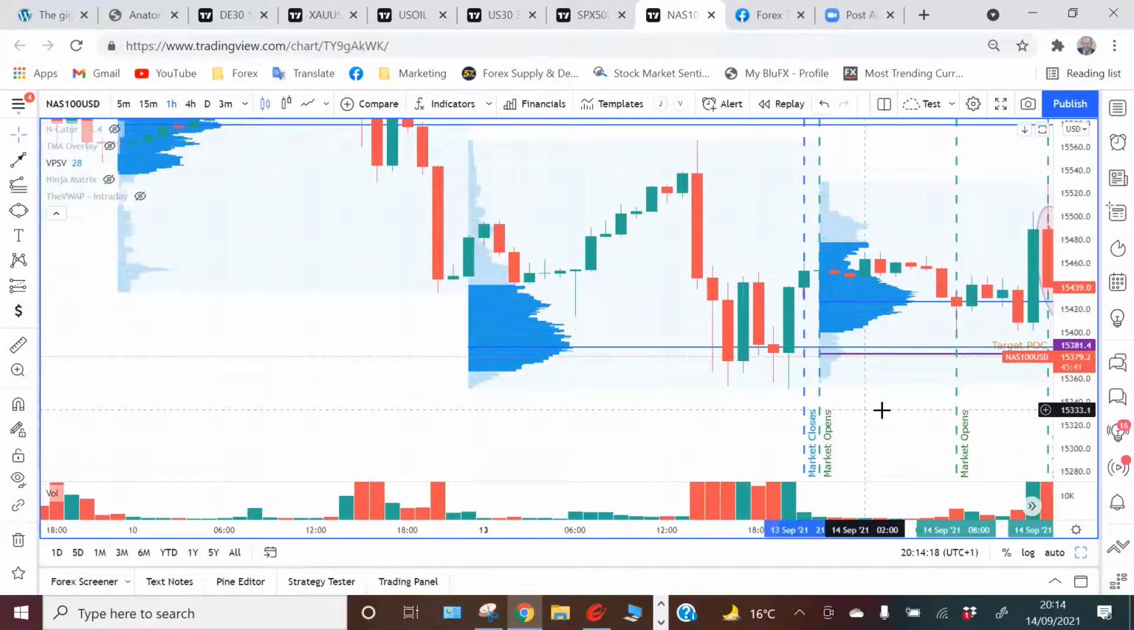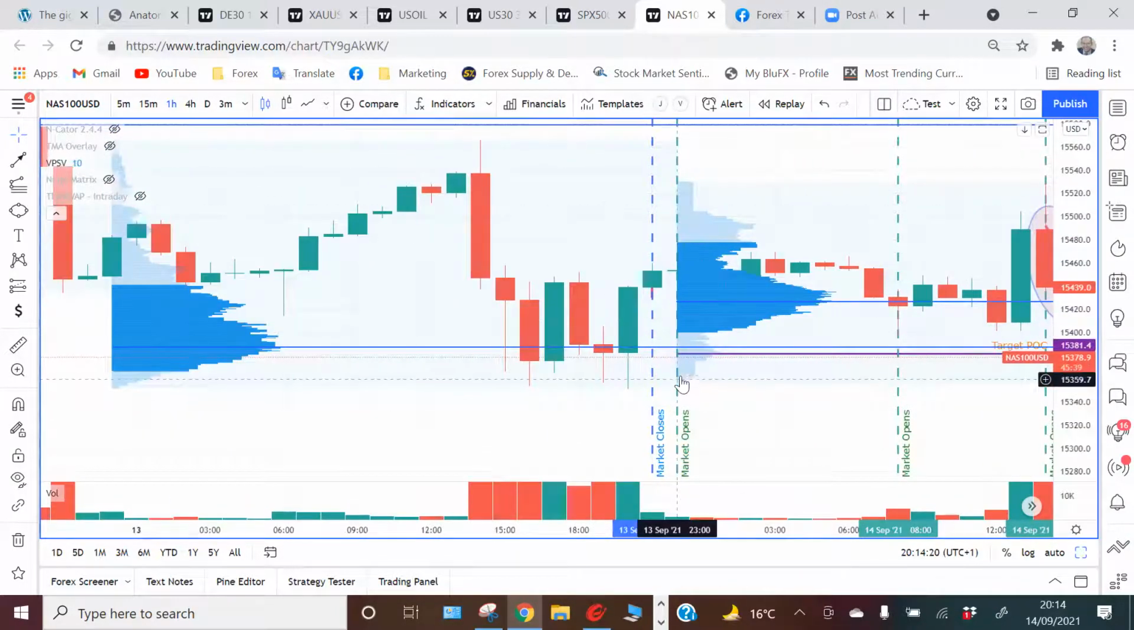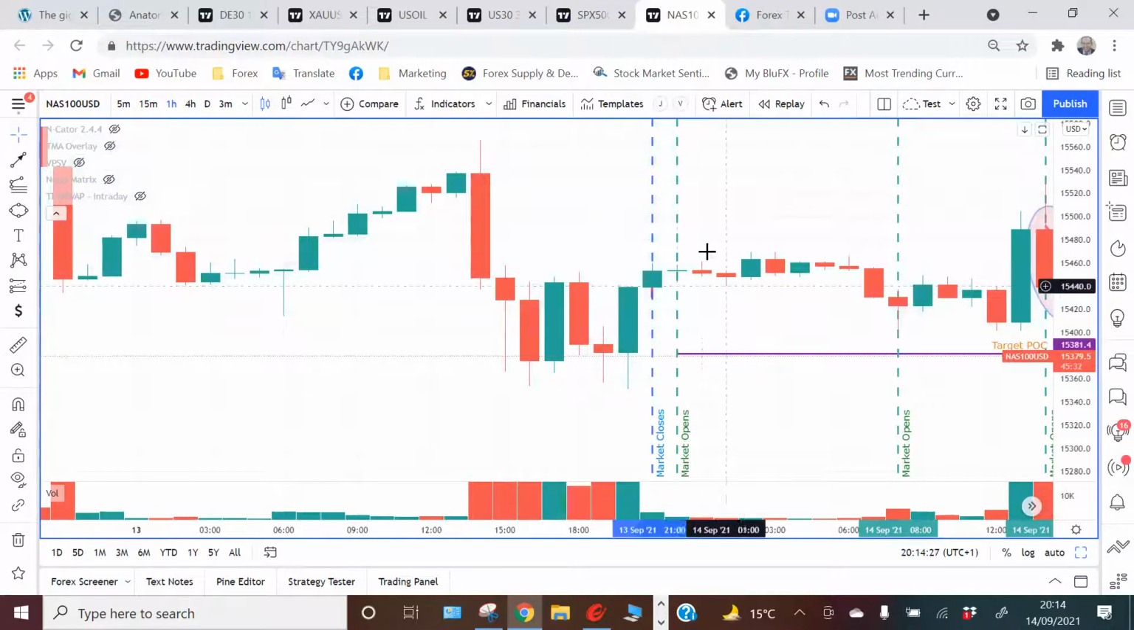Now, first thing I do is the market opens there. First thing we do is we look left. We'll switch that off for a minute. That there is the candle, that one right there. We're looking for that candle, and you have to ask yourself the question. The question is this, is this here?